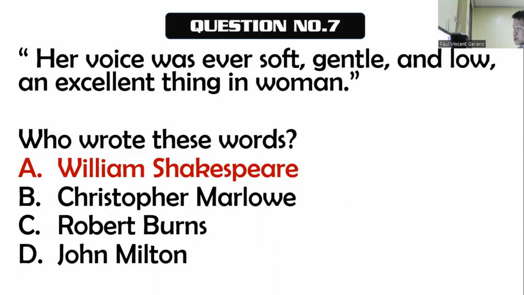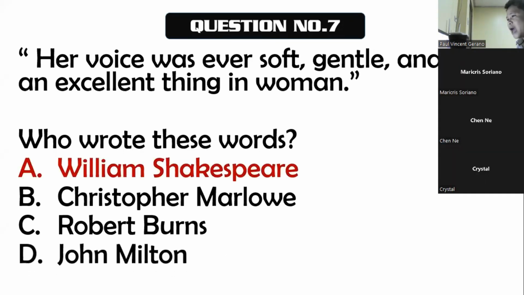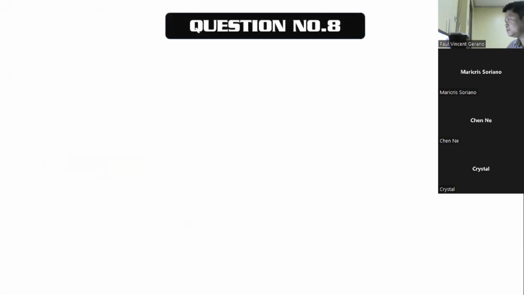So, ang linyang ito ay sinabi ni King Lear na I think Cordelia here died, in the story. So, these lines, okay, ay sinabi ni King Lear nang mamatay na yung daughter niya. So the correct answer in number 7 is letter A, William Shakespeare. Okay, now let's go to question number 8.